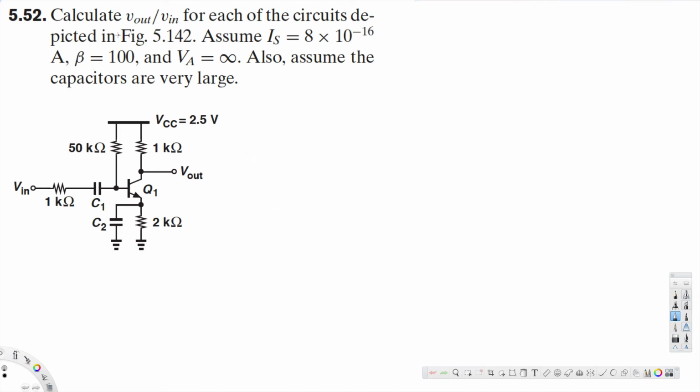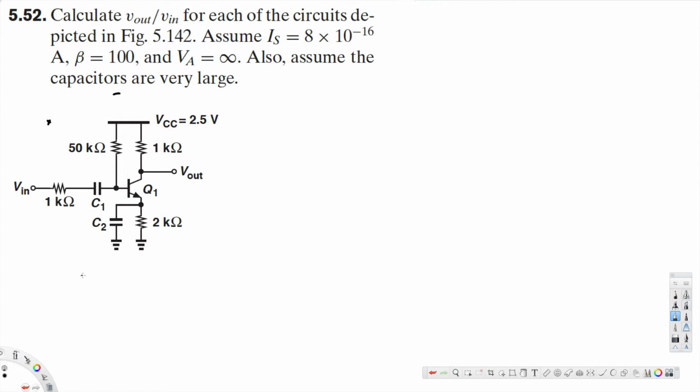Here the question is asking, calculate V out over V in for each of the circuits depicted in figure 5.142. Here I just took one of the circuits. Assume Is is equal to 8 times 10 to the power of minus 16 ampere, beta is equal to 100, and Va is equal to infinity. Also assume the capacitors are very large. If they mention the capacitors are very large, it means the input part can be short circuited. So that's what this means.